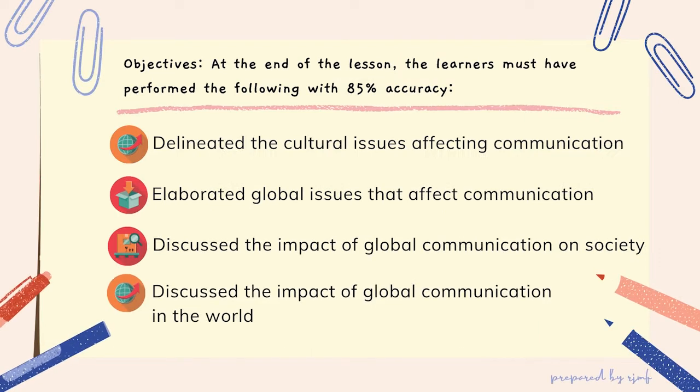Objectives: at the end of the lesson, the learners must have performed the following with 85% accuracy: delineated the cultural issues affecting communication, elaborated global issues that affect communication, discussed the impact of global communication on society, and discussed the impact of global communication in the world.